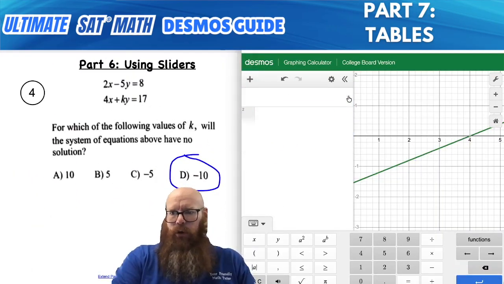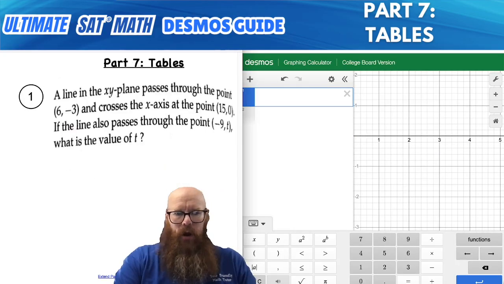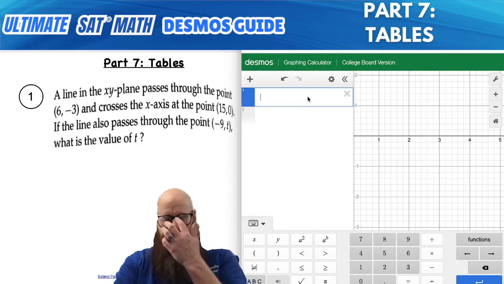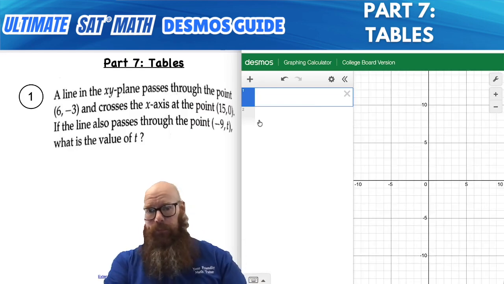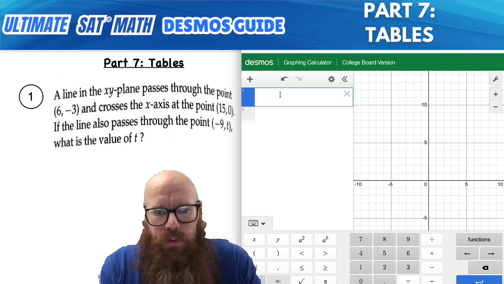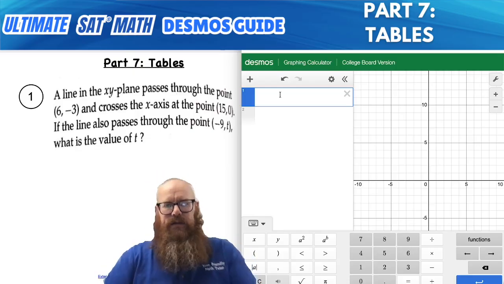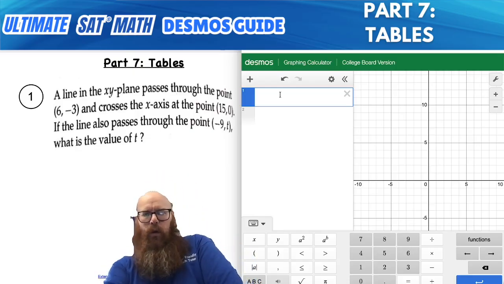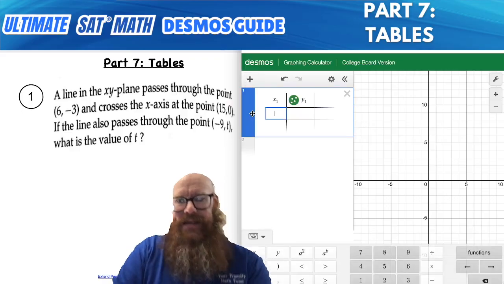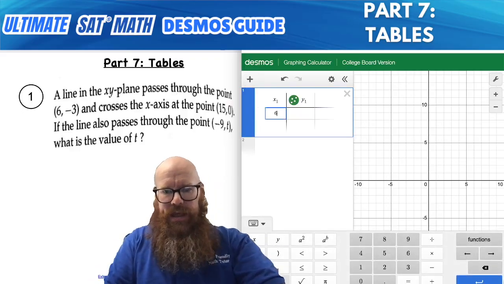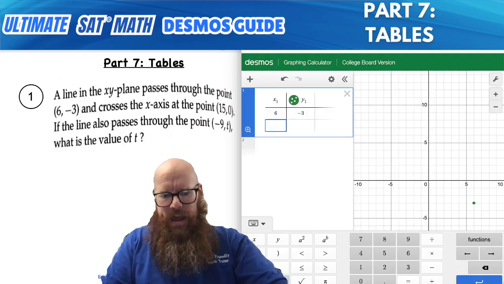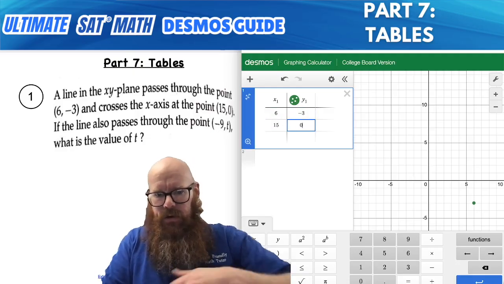Okay, let's move on to the next part, part 7, using tables. I used a table really quick in a problem earlier, but here's more use of tables. So we've got a line that passes through these 2 points. If they give you 2 points and you want the equation of a line, you simply add a table. I'm going to put those points in. So 6, -3, and then 15, 0.